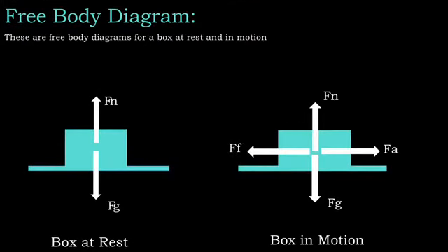Forces can be better explained in free body diagrams. Here we have two free body diagrams, one of a box at rest and another of a box in motion. For the box at rest, you can see that there are two forces acting upon it. There's the force of gravity pulling it downwards and the normal force pulling it upwards. But when the box is in motion, you now have four forces acting upon it. You have the applied force, the force of gravity, the normal force, and you also have the force of friction.